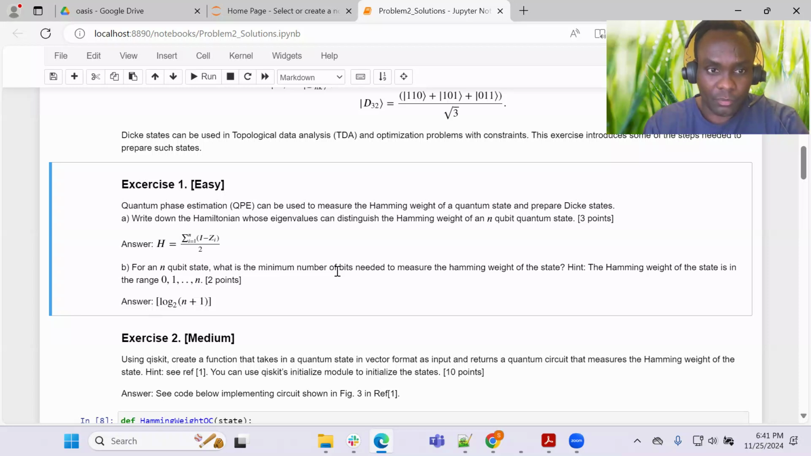Part B. For an n-qubit state, what is the minimum number of qubits needed to measure the Hamming weight of the state? Hint, the Hamming weight of the state is in the range 0 through n. This part is worth 2 points, and the answer is the ceiling of log base 2 of n plus 1. Again, most people got this one correct.